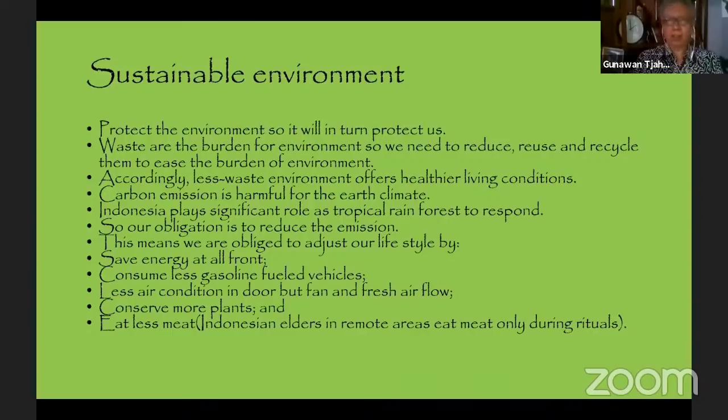I had already visited a lot of Indonesian remote areas and asked the elderly, who can live very healthily in their 80s and also 90s, some of them. They confess that they only eat meat at the ritual events. So unlike our urban citizens.